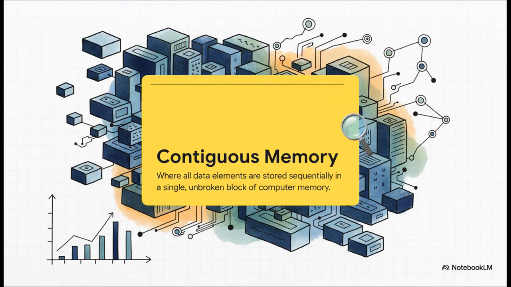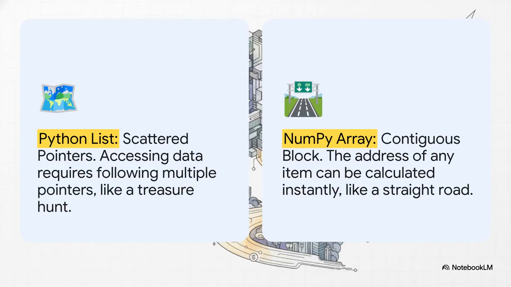And the key concept here is something called contiguous memory. All this means is that every single number in a NumPy array is stored right next to its neighbor, side by side in one continuous, unbroken block. Now, this might sound like a really minor technical detail, but trust me, it is the architectural decision that makes everything else possible. Let's use an analogy here because it makes it really clear.